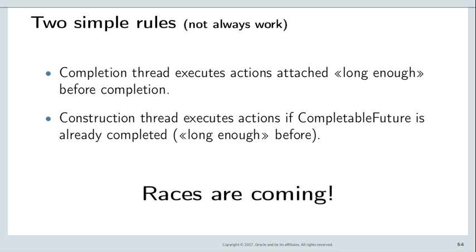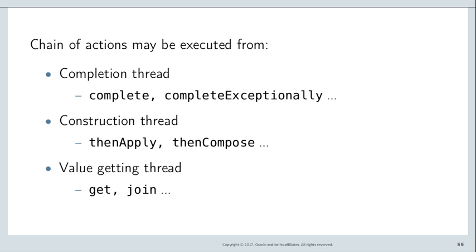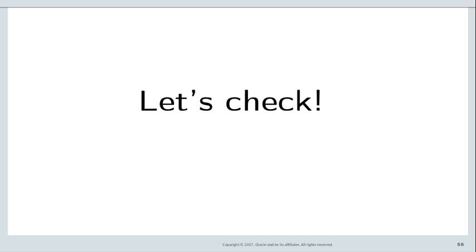I'd say that you shouldn't expect something straightforward. You should expect that your action could be executed everywhere. It could be executed from the completion thread. It could be executed from the construction thread. It could even be executed from the value getting thread, when we just get the value, get it now, joining and blocking. A lot of situations could be here. And in order to prove it, I decided to show some examples.